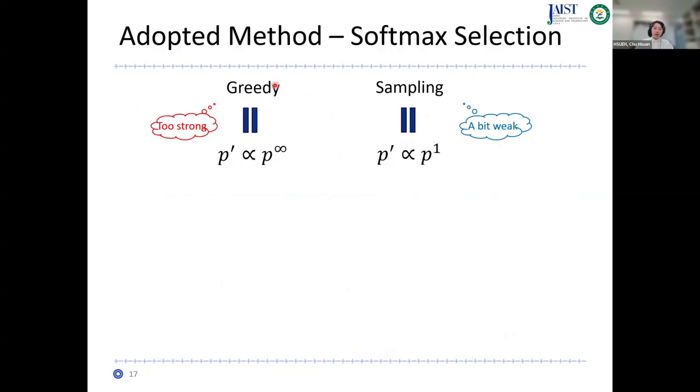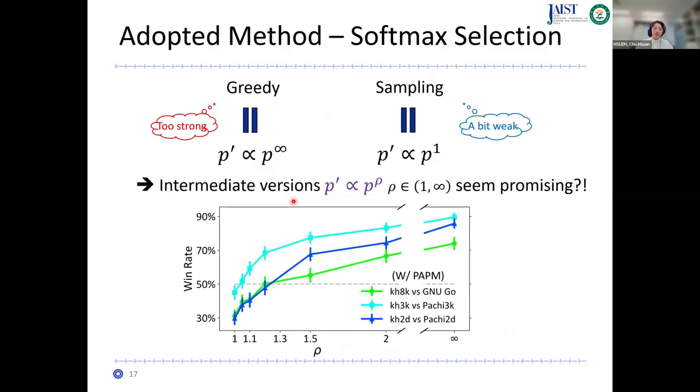If we consider greedy as the probability in proportion to p to infinity and the sampling as p to 1, it is natural to consider an intermediate version, which is p to rho, and we can adjust the rho value to adjust the playing strength. Such kind of softmax selection is often used in, for example, reinforcement learning. So with proper rho values, we see that we can successfully achieve a win rate close to 50%.